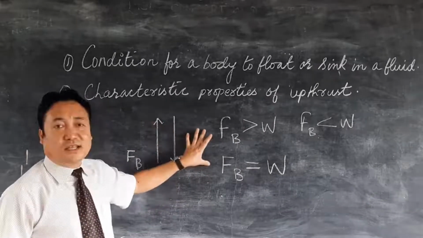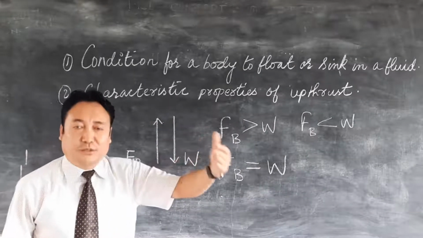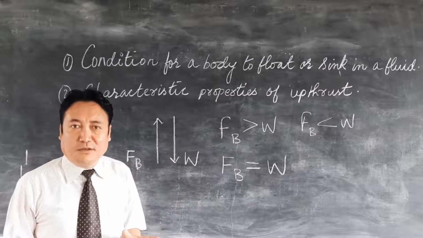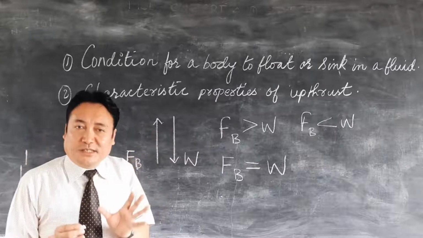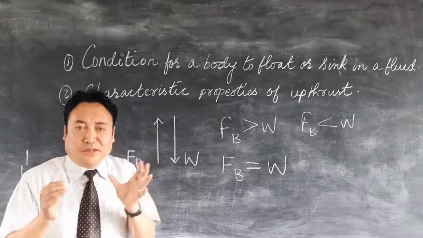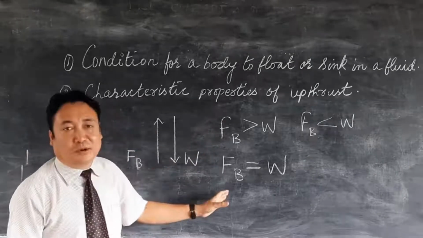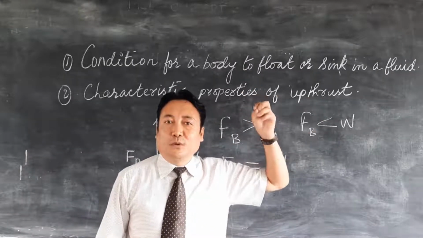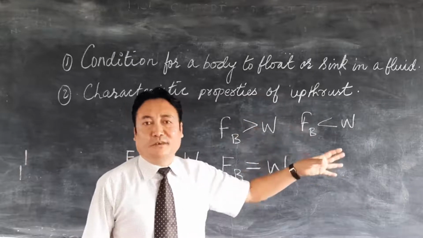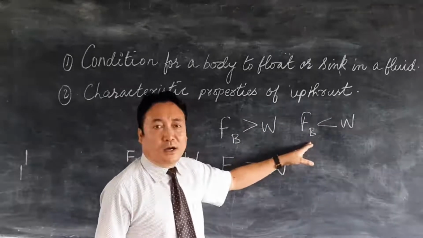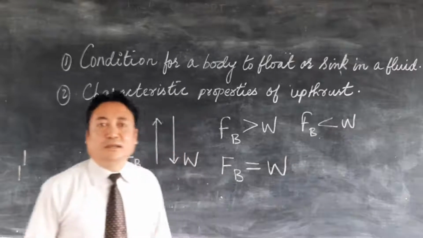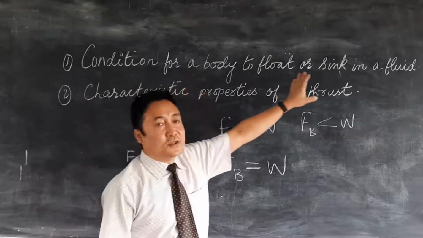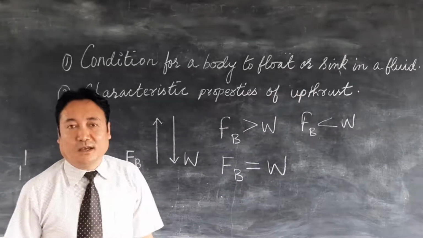So the two conditions are those in which the body will float, and floating also depends upon the surface area which has been immersed in a fluid. A larger surface area or a small surface area may be immersed in the fluid, depending upon the upthrust and the weight of the body. And finally, the body will sink in a fluid when the upward force is less than the weight of the body. So these are the conditions in which the body will float or sink in a fluid.